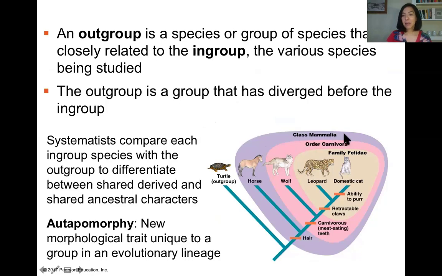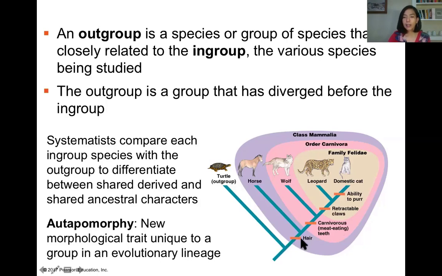We have the class Mammalia. That means the mammals. Mammals are defined by the presence of hair, the presence of mammary glands, the neocortex, and the 3 bones in the ears. Okay, so those are features shared by mammals. Now, we want to investigate mammals, and then we use this outgroup to actually understand the shared derived features in our phylogeny. So let's take a look at this.